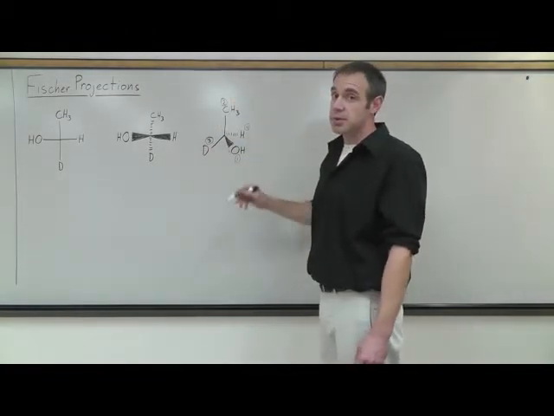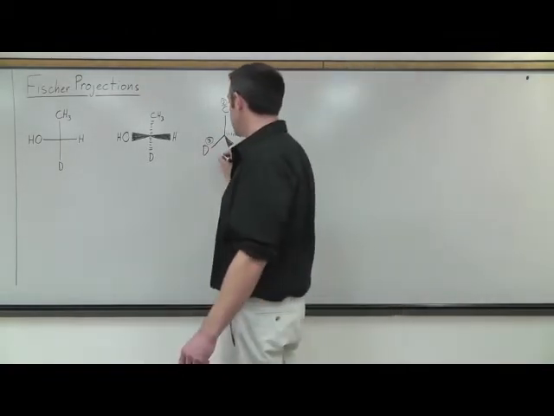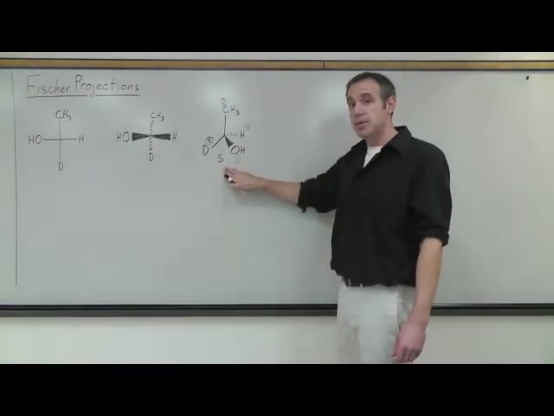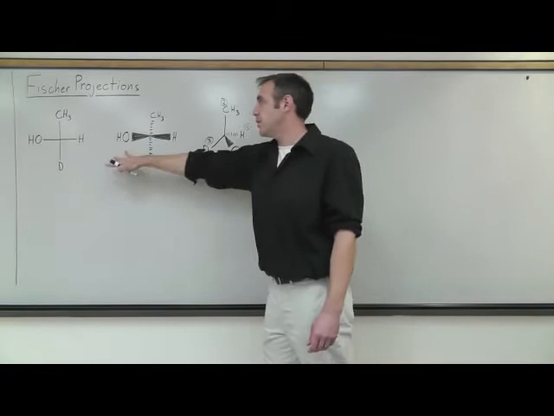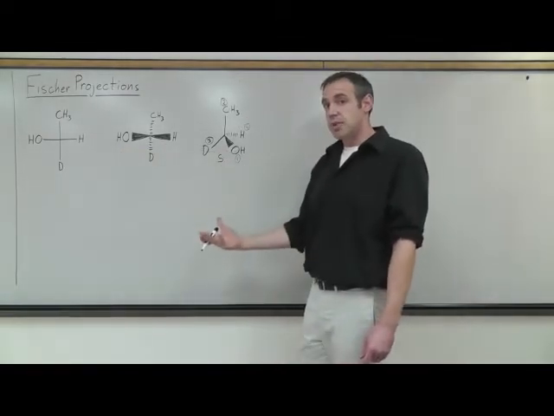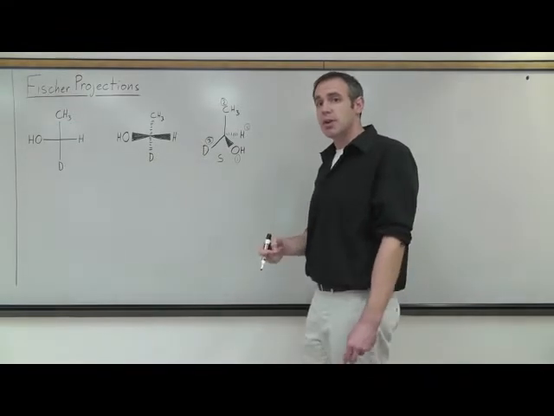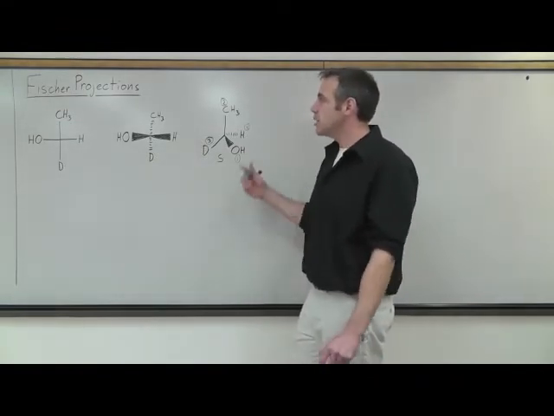But in any case, going from priority 1, 2, 3, we're going in a counterclockwise fashion, and the 4th priority group is oriented away from us, so this is indeed S. So if this is truly the correct drawing from the Fischer projection, the stereochemistry from the Fischer has to be S as well. Otherwise, we've drawn the enantiomer. And we can double check this.